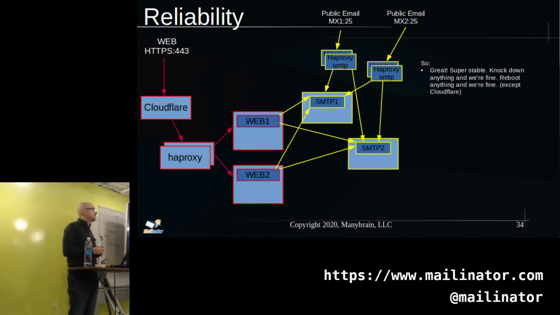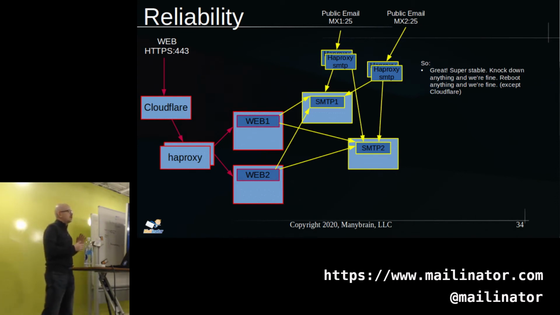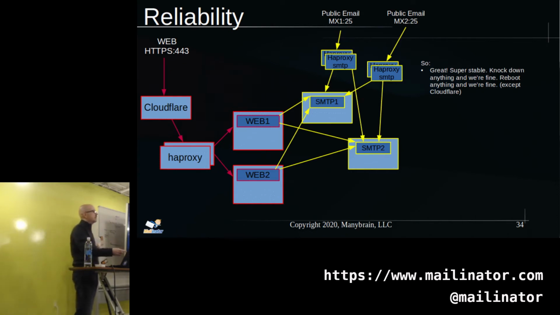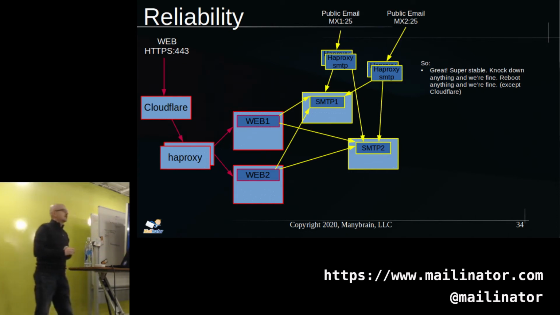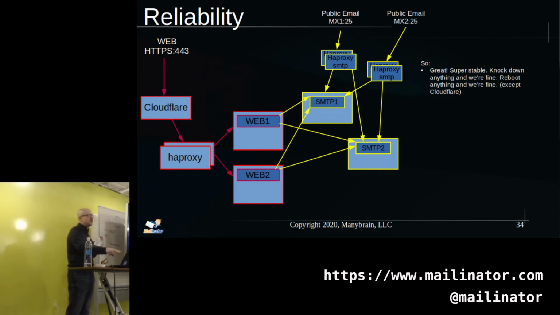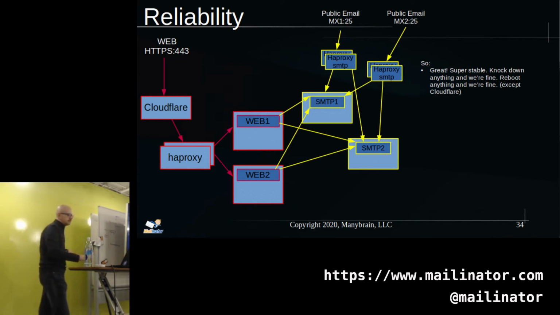Also, the magic of HA proxy, it can load balance not just web, but it can also load balance SMTP, which is pretty awesome. So now there's HA proxies in front of the SMTP servers to basically round robin the load between the two SMTP servers. So I still have the MX records distributing them, but now HA proxies distributes them also.